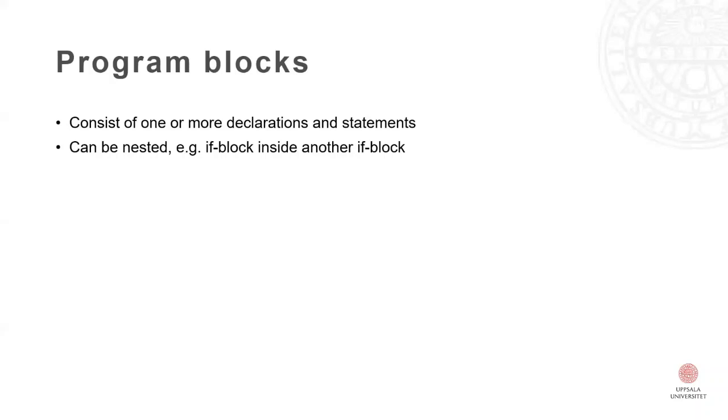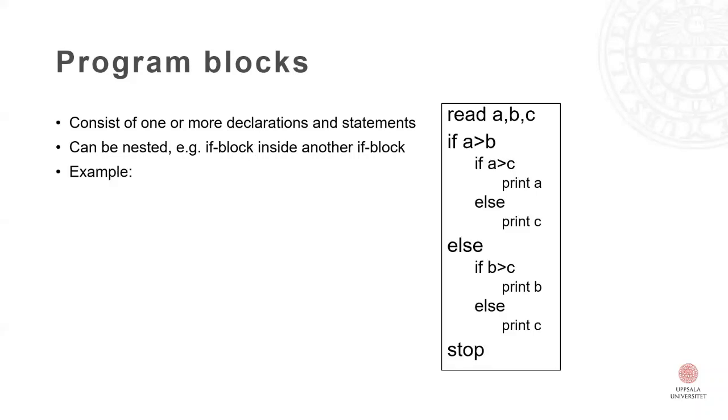The blocks of code can be nested inside each other, meaning that they can be put inside each other. We can take a look again at the example we had before, in which an if block was inside another if block. So you see here, we have the outer if block, which is here, and inside it, we have another if and else blocks. And again, here inside the else, we have another if and else block. So this is called nesting.